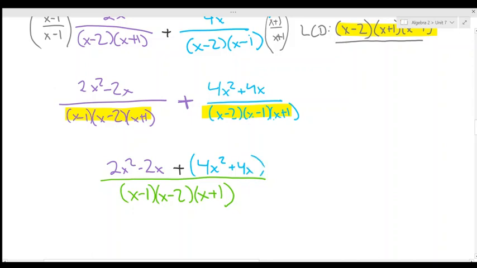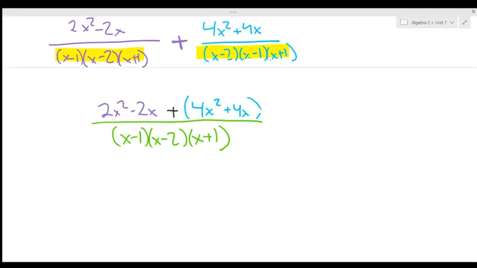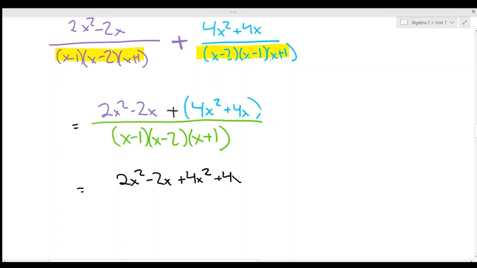When we distribute a positive to terms in a parentheses, it doesn't change the signs. So when I rewrite this, I'm going to write everything in one color going forward. We have 2x squared minus 2x. That doesn't change. But when we distribute that positive, all the signs inside my blue parentheses stay the same. So if this was a positive 4x squared, it stays a positive 4x squared. Positive times positive 4x stays positive 4x, over x minus 1, x minus 2 times x plus 1.